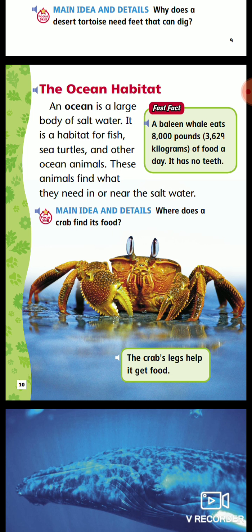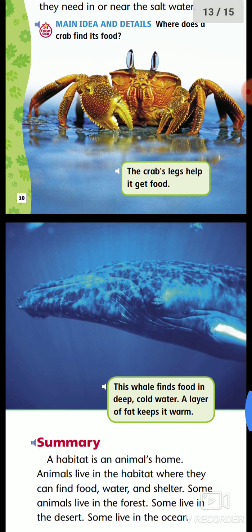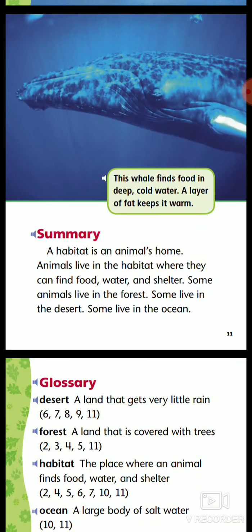A baleen whale eats 8,000 pounds, 3,629 kilograms of krill a day. It has no teeth. The baleen plates help it get food. This whale finds food in deep, cold water. A layer of fat keeps it warm.